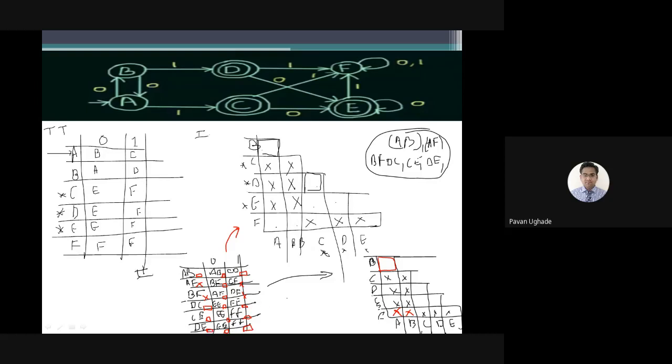Now I'll come to one conclusion after this step 2: A is equivalent with B. These two things are not equivalent. Right now I am left with only this much blank, and we are interested in blank entries. So AB is equivalent. The next is C and D, so I'll write it down. C is equivalent with D.